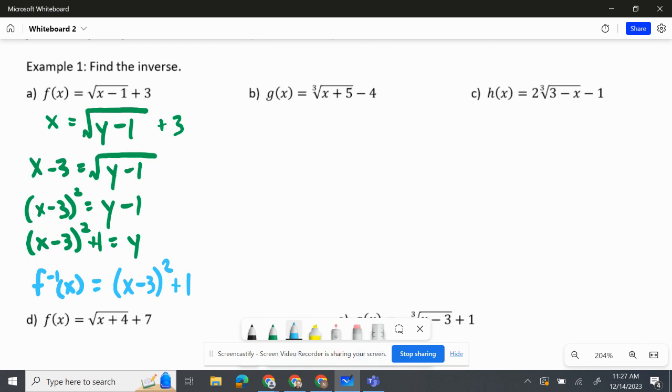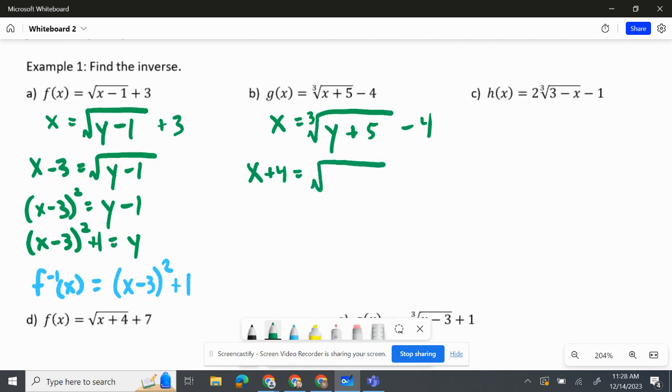Now for letter B. This is a cube root, but the process is the same. I switch the x, and I'm going to replace the g of x with the y. And what I'm going to do is undo the equation by doing everything from the outside first. So I'm going to add the 4. And then in order to get rid of a cube root, I'm going to cube it. So y plus 4 cubed.